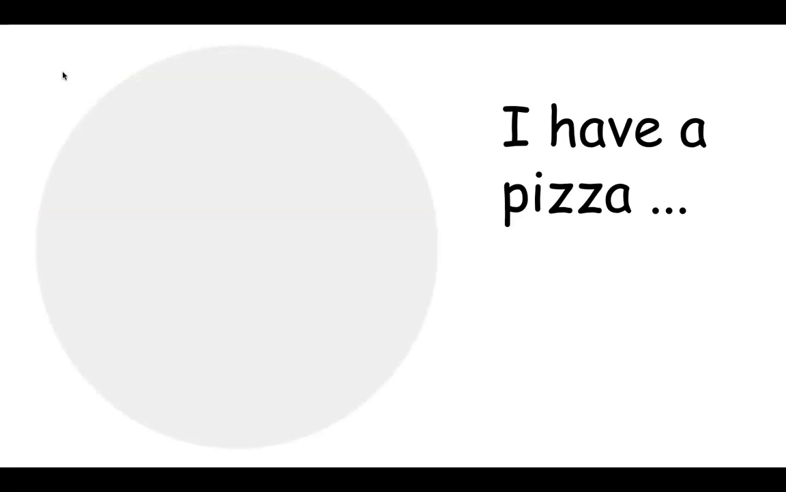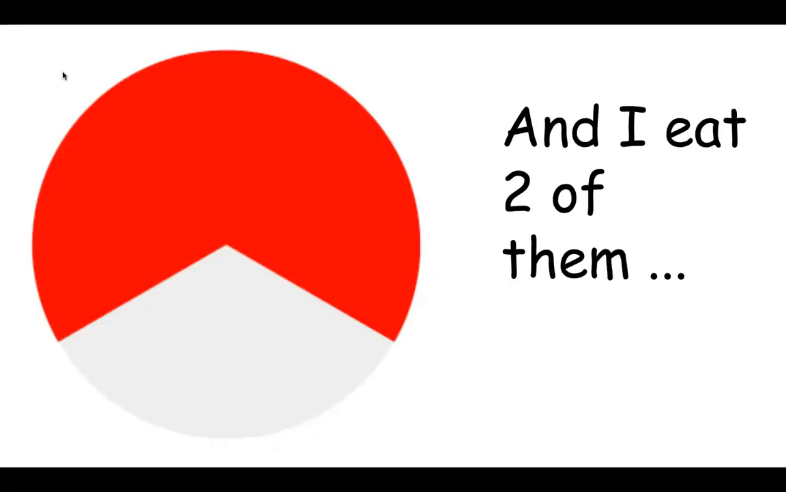Look at that. Now, just to help you see, what have I done there? I've eaten 2 pieces. So we're going to do the pizza story for those 2 pieces. All right. I have a pizza. You see, the same sentence again. I cut it into 3 equal slices and I eat 2 of them.